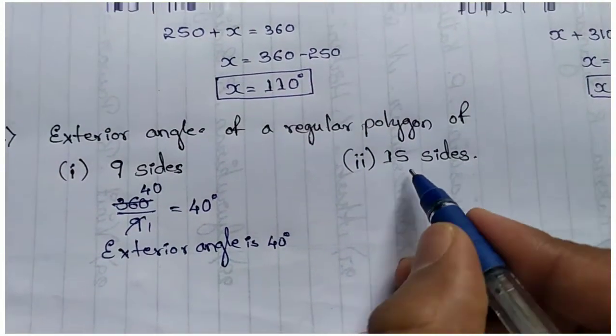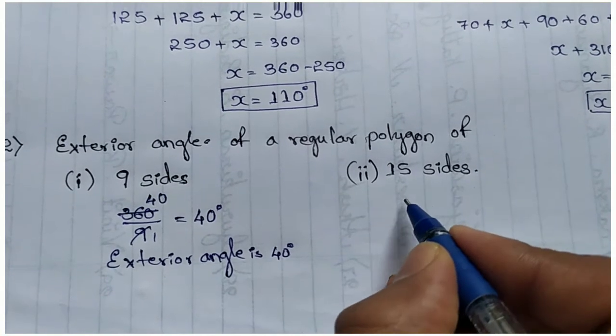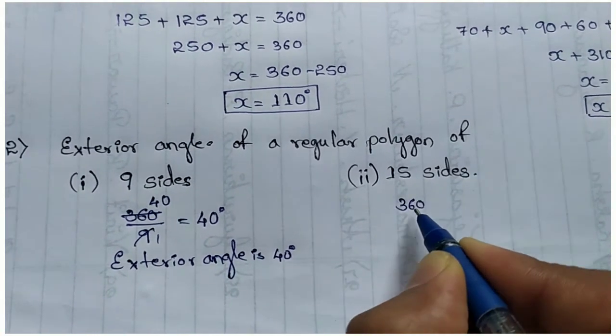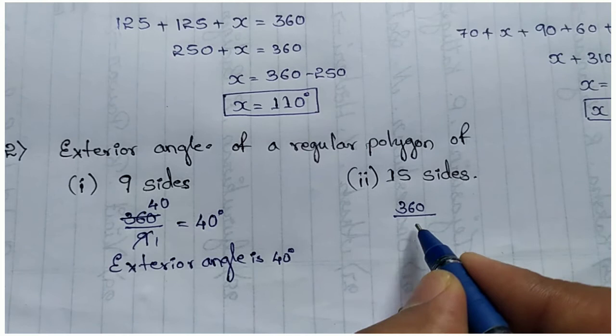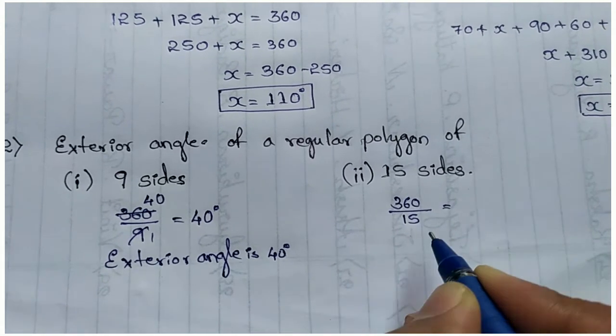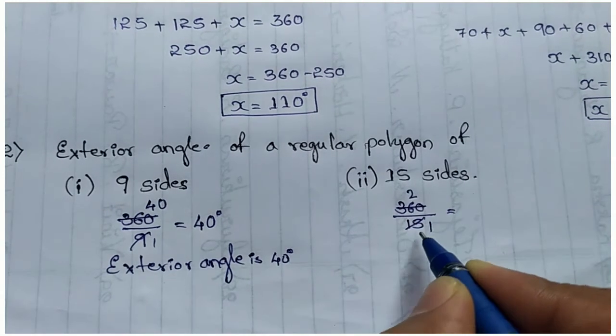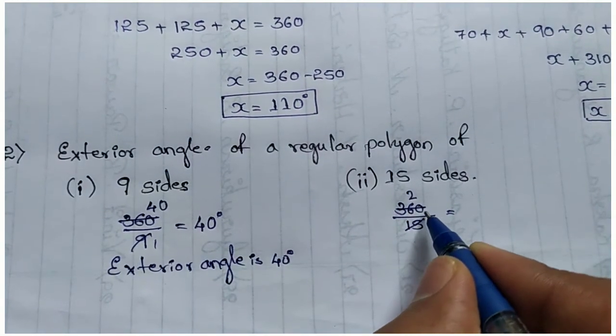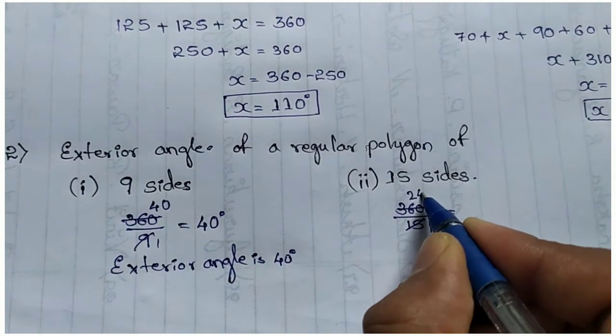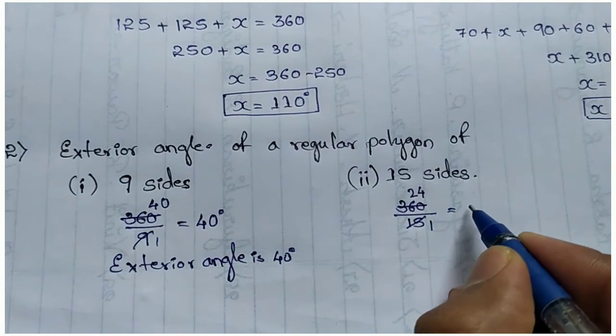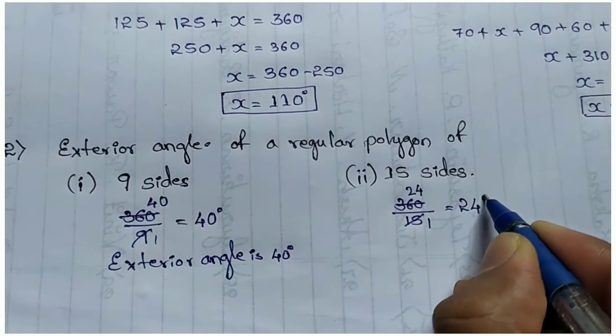Same thing here also, 15 sides they have given, so divide 360 by 15. Okay, so here how much will you get? 15 ones are 15, 15 twos are 30 and the remaining 6 becomes 60. So here 15 fours are 60. So our answer will be 24 degrees.